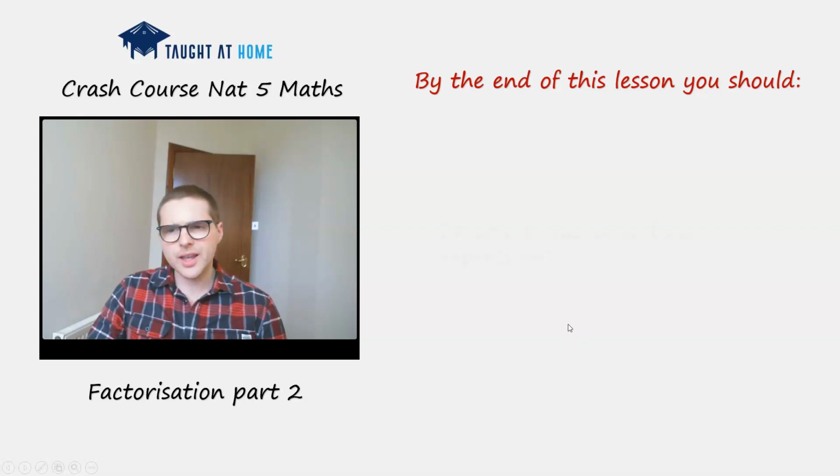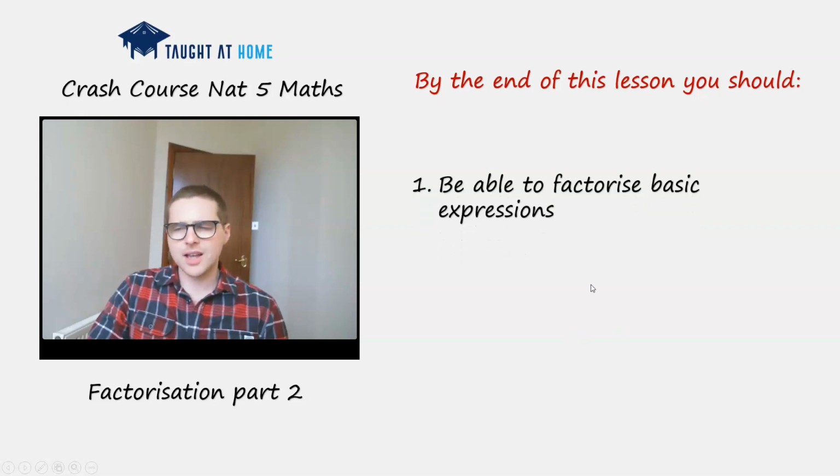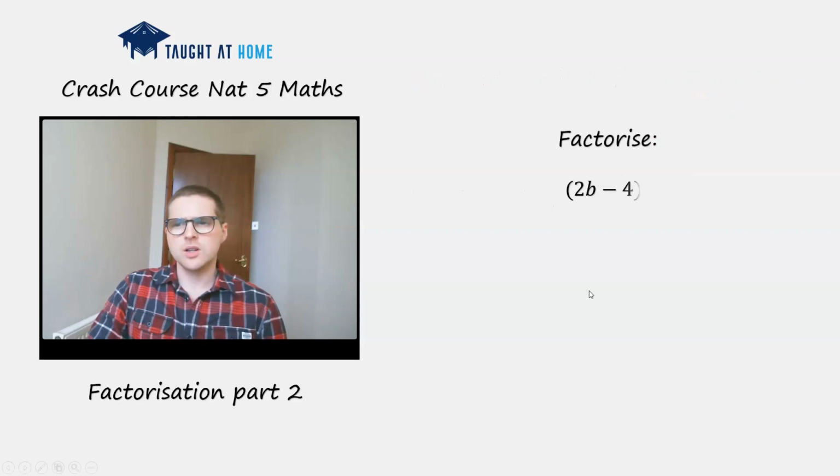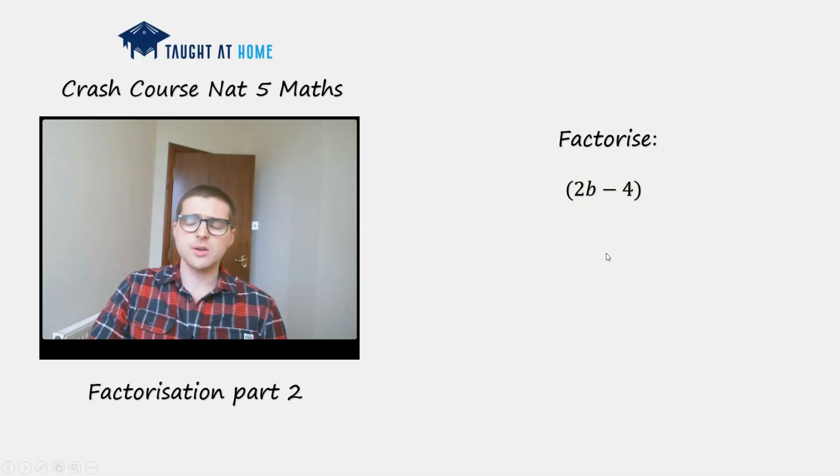So what we're going to be doing is looking at factorizing basic algebraic expressions. So let's go for the first example. We're asked to factorize 2b minus 4. We can see that both terms, 2b and minus 4, are multiples of 2, so we can factor out 2 from this, and what we're left with is b minus 2.